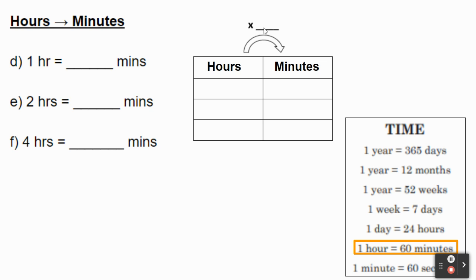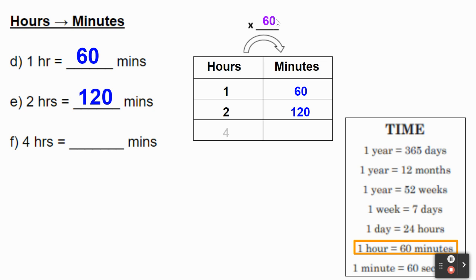So every time we figure out how many hours we're starting with, we'll be multiplying by 60 to see how many minutes that's equivalent to. So if we have 1 hour times 60 minutes per hour equals 60 minutes. So 1 hour is the same as 60 minutes. Let's say we have 2 hours. Same pattern, multiply 2 times 60, and that gets us 120. So that means in 2 hours, there are 120 minutes.